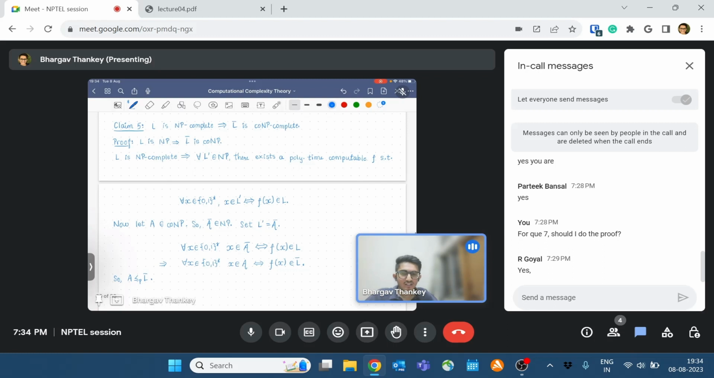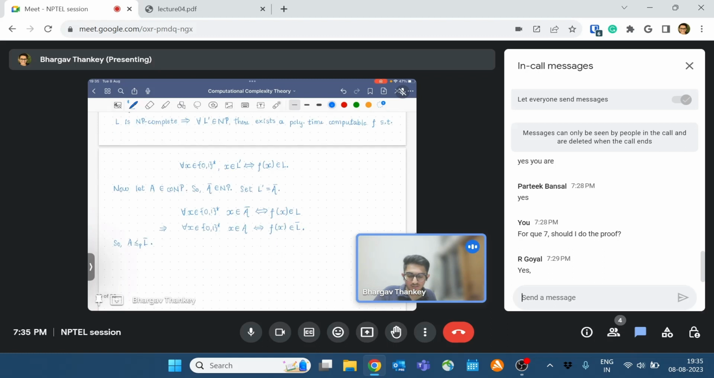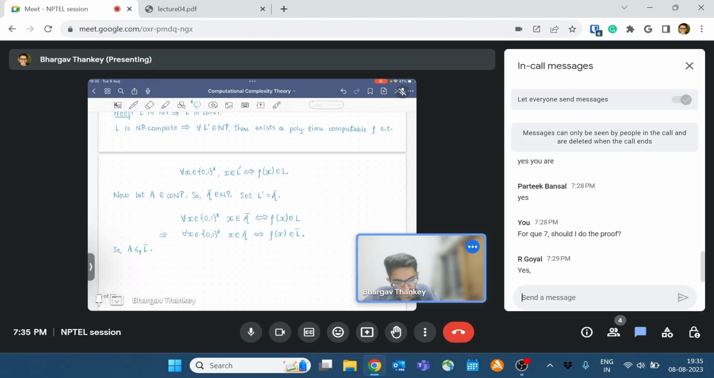And in fact, I think we saw something. This second part, showing that L is NP complete implies L bar is co-NP complete, can be thought of as a special case of the following statement we saw last time: if A reduces to B, then A complement reduces to B complement. So instead of doing this entire part explicitly, try proving this using that statement. That can also be done.